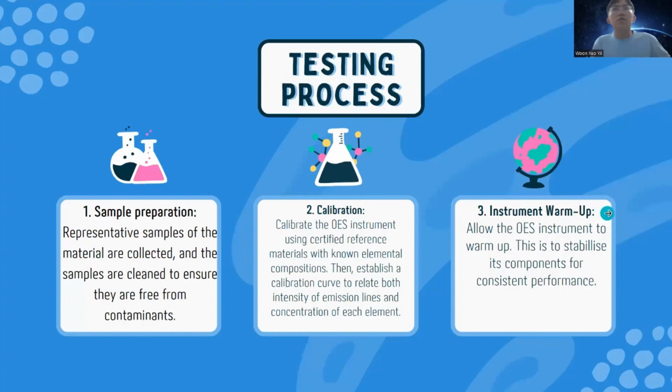So there are 8 steps of testing process when using the OES machine. The first one is the sample preparation, where the representative samples of the materials are collected and the samples are cleaned so that they are free from contaminants.